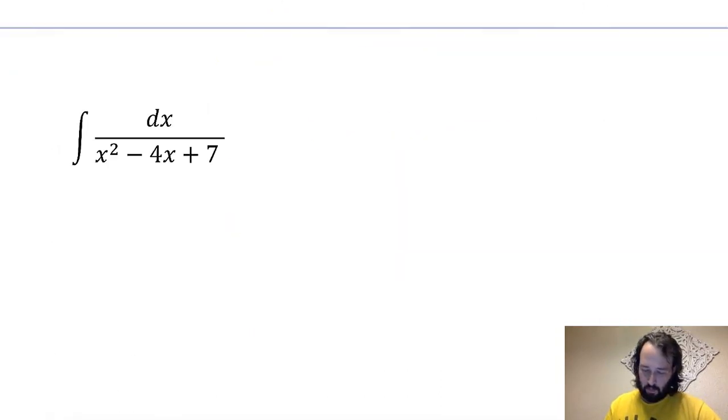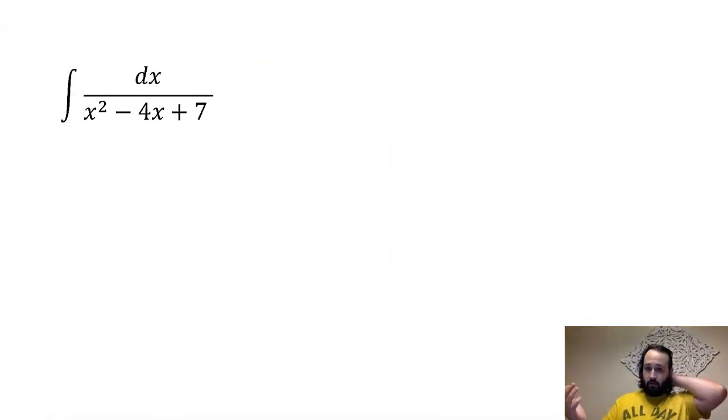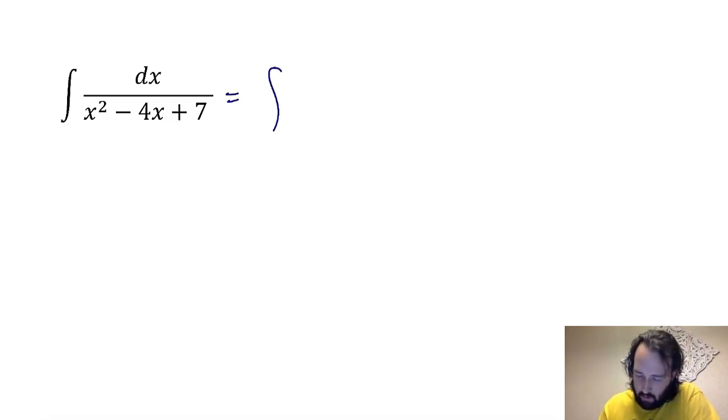Okay. Here, right, same idea. So this is a good time to pause the video, try it out for yourself, see what you come up with. Here we go. So the integral of 1 over, let's see, I would want this to be a plus 4 plus 3, so that it comes out as x minus 2 squared plus 3 dx.